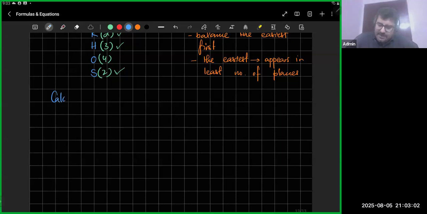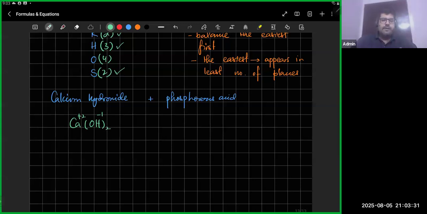We'll do calcium hydroxide reacting with phosphorus acid. So calcium is group 2, so it's +2, and hydroxide, that's OH, -1. What will the formula be? If you do crisscross, it's going to be Ca(OH)2. Okay? Who will tell me, what is phosphorus acid?